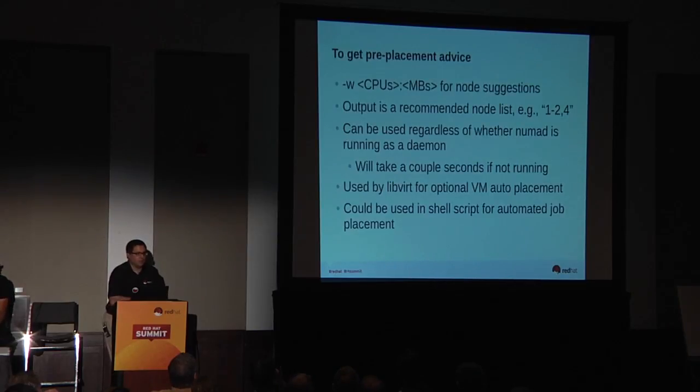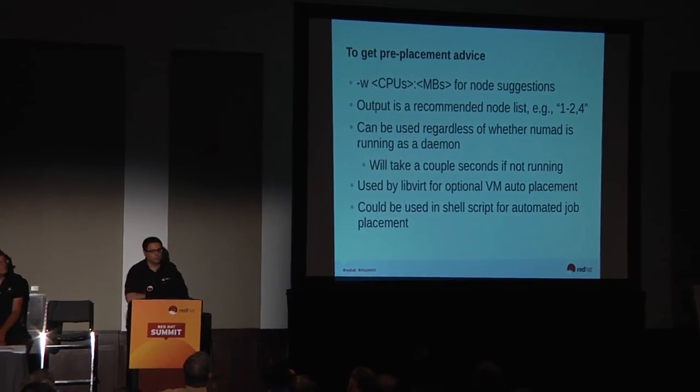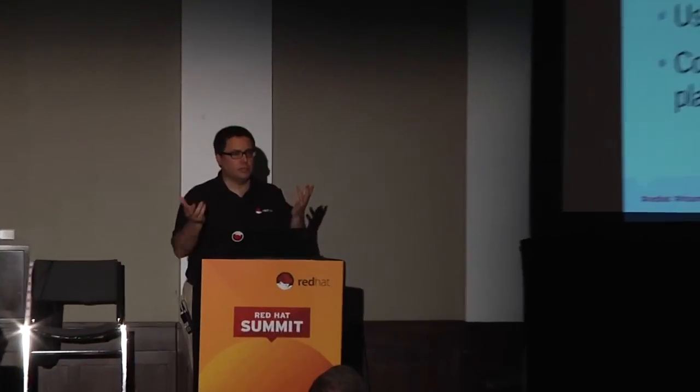Numad also has an option, it's called a pre-placement advice option, -w, and you tell it how many CPUs, for some impending or forthcoming load you're going to launch, how many CPUs and how many megabytes of memory you're going to use. And then it will look at the system and see where there's resources, and it'll give you a list of nodes where you should launch that application. Okay, so here's a shell script, too small to read, but what you need to know is that there's two halves that do almost the same thing. Okay, the first half asks numad for advice and promptly ignores it. Right, the second half asks numad for advice, and it uses that advice in a numactl command.